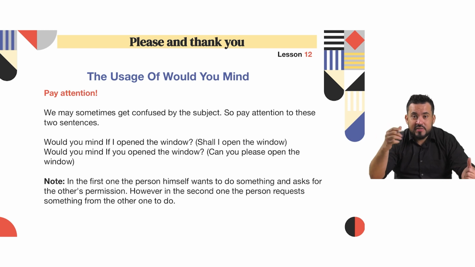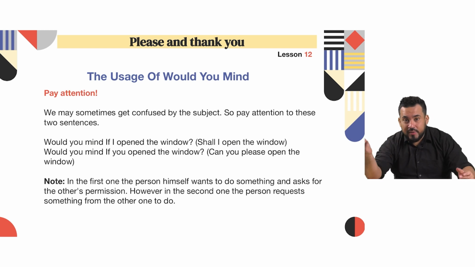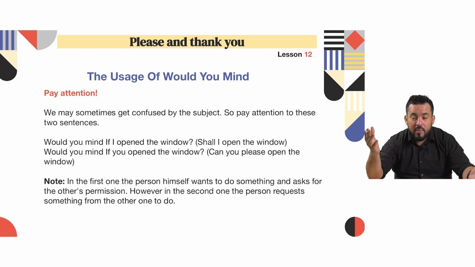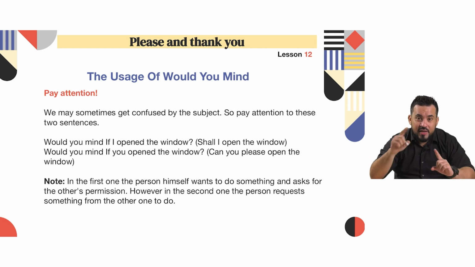For example, if I say, would you mind if I borrowed your car? And I say, yes, I mind. It means no, don't borrow my car. Leave my car alone. Okay? But if you say, no, I don't mind, that means I'm fine with you borrowing my car. So it's the opposite. That's why it's a little bit tricky.